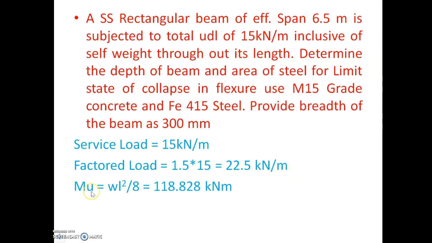Then calculate the ultimate moment. Mu is equal to WL square by 8, as this is a simply supported beam subjected to a uniformly distributed load throughout its length. So the formula is WL square by 8. So W is equal to 22.5 into L, that is 6.5 square, divided by 8. We will get 118.828 kilonewton meter.